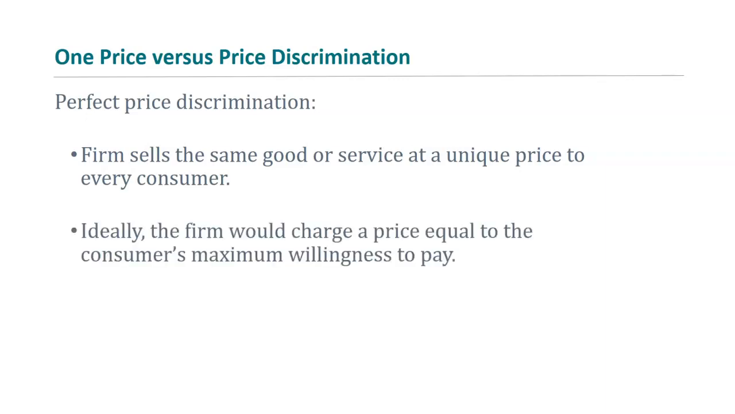Ideally, the firm charges a price equal to the consumer's maximum willingness to pay. So if you are an all-knowing firm, right, salesperson, and it's almost like if your customers would walk in the door and tell you what they're willing to pay for something, you'd charge them that, right? That's the most perfect form of price discrimination, is if you're able to tell what your customers are willing to pay, you charge them that, right?